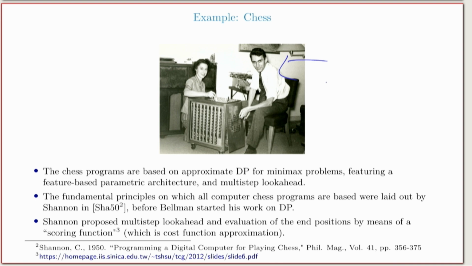So these chess programs were based on approximate DP for the minimax problem. It's a minimax problem because there is an opponent here. Now we will go into minimax in the second half, which will be a lot more fun. After mid-sem, we will look into these minimax problems and multi-agent, and that creates a lot more complexity. So whatever we have done so far is a base for doing more complex problems. So chess could be seen as a minimax because a player is trying to maximize their reward, and then there is an opponent who is trying to decrease your reward. So hence it becomes a min-max problem.